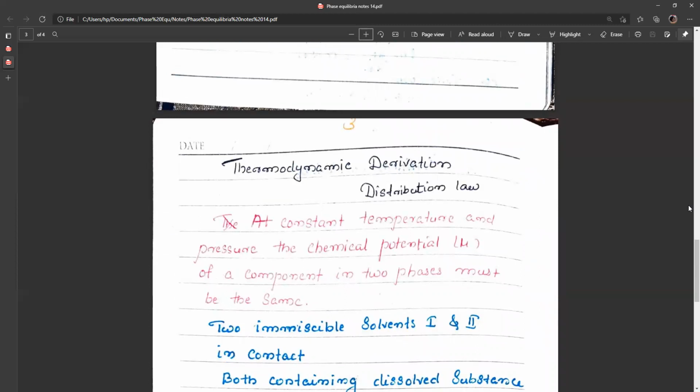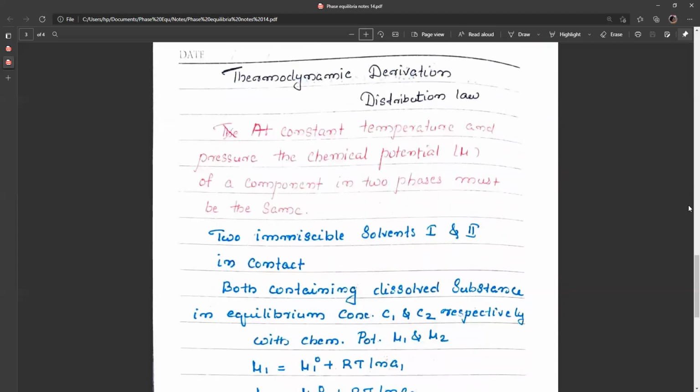Thermodynamic derivation of distribution law. At constant temperature and pressure, the chemical potential of a component in two phases must be the same. That's the condition. The chemical potential of a solute is the same in two phases. Two immiscible solvents, 1 and 2, in contact with each other, both containing a dissolved substance in equilibrium. Concentration of that dissolved substance be C1 and C2 respectively, with their chemical potentials in the two phases as mu1 and mu2 respectively.